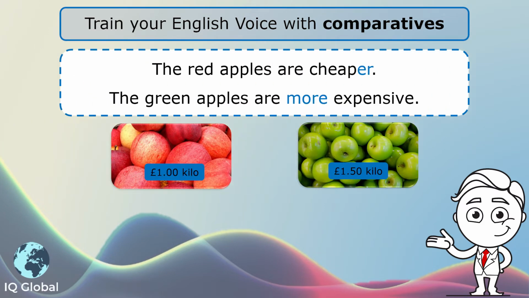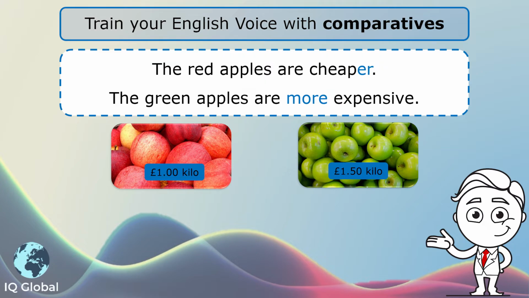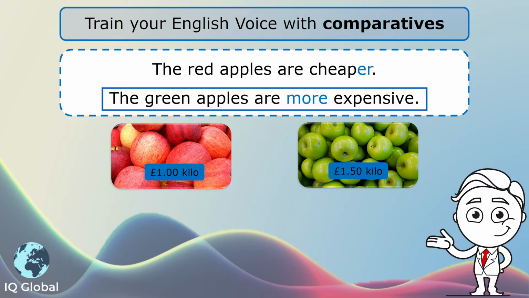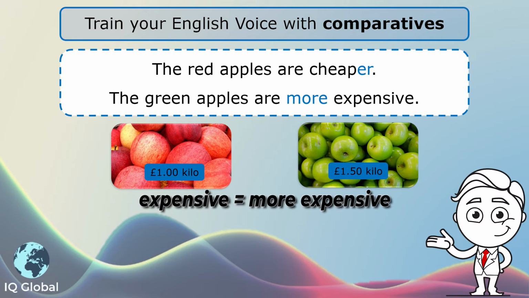Let's have a look at the two pictures. We have red apples for £1 per kilo, and we have green apples for £1.50 a kilo. So sentence number 1, the red apples are cheaper. So cheap is the adjective. We added er onto the adjective. Sentence 2, the green apples are more expensive. Expensive is the adjective, and we added more in front of that adjective.